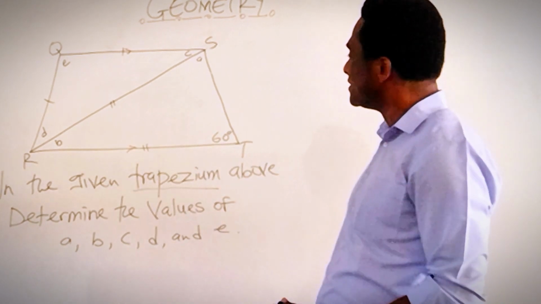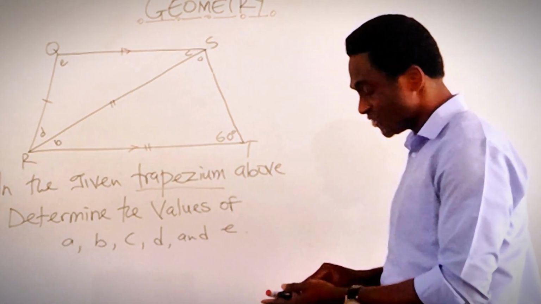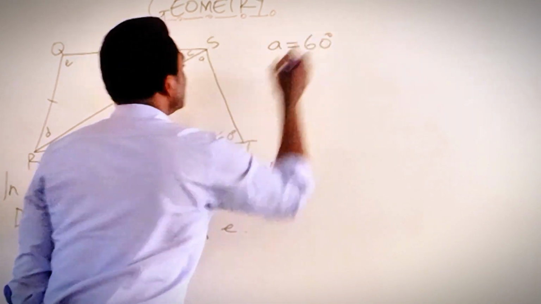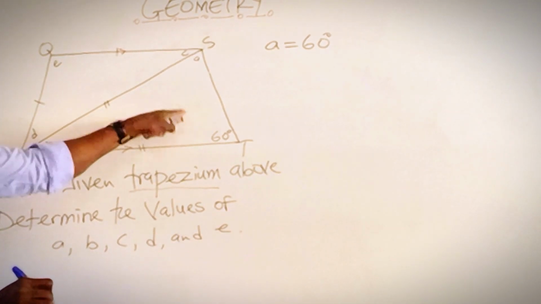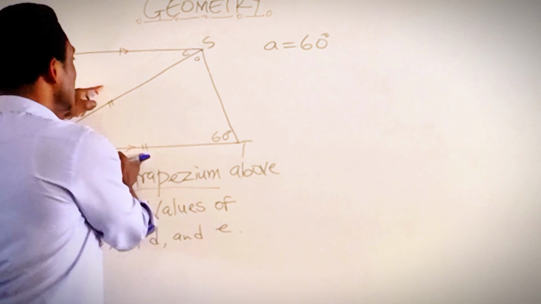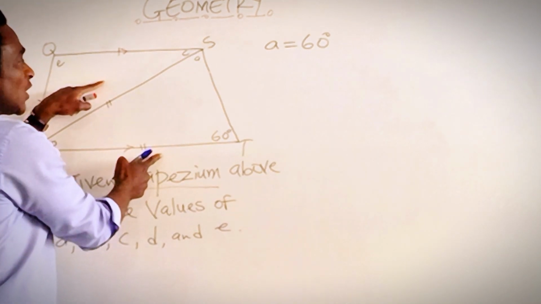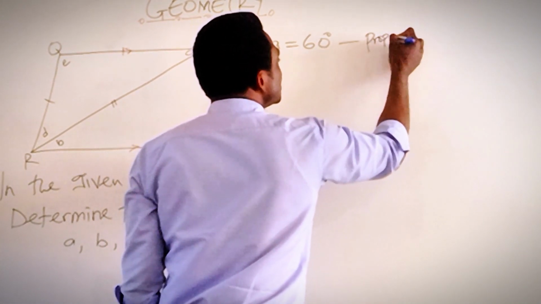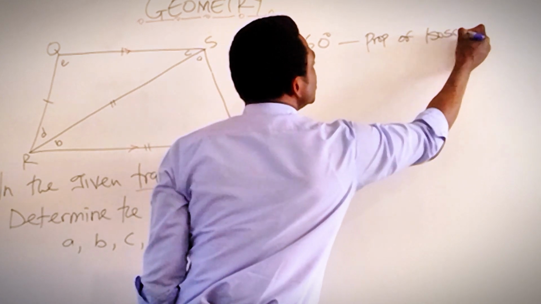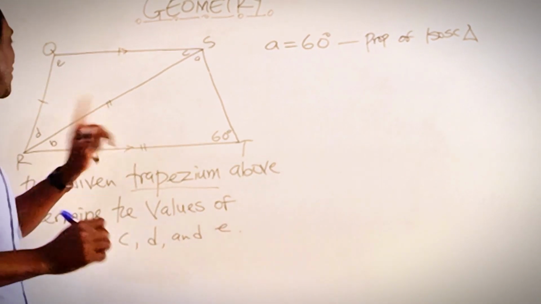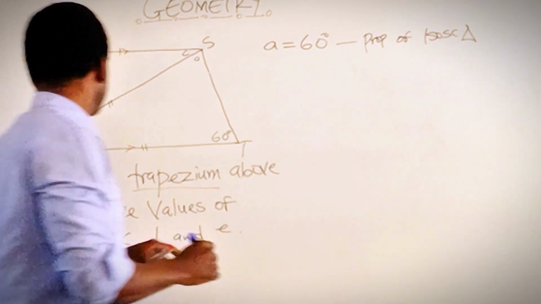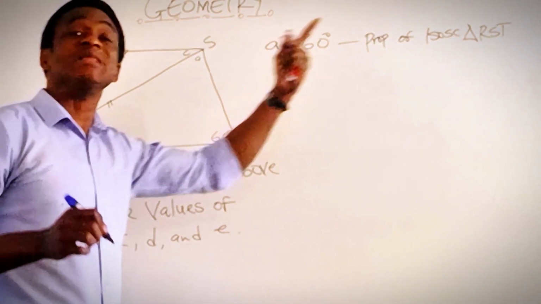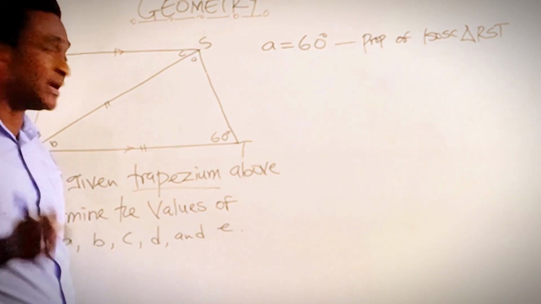So here we have a 60. Based on this being an isosceles triangle, we can go on and say that A is also equal to 60 degrees. Our reason being that this is an isosceles triangle, so base angles, or the angles opposite equal lengths. So our reason is properties of isosceles triangle. We have more than one triangle, so we have to mention the one we are working on: RST. Or you can just write base angles of triangle RST.